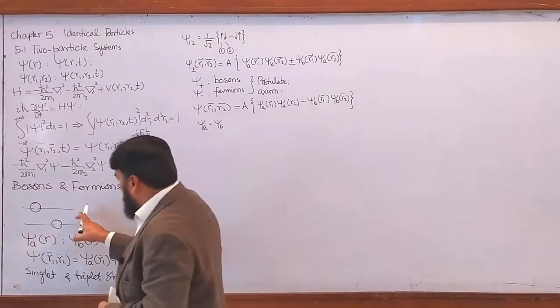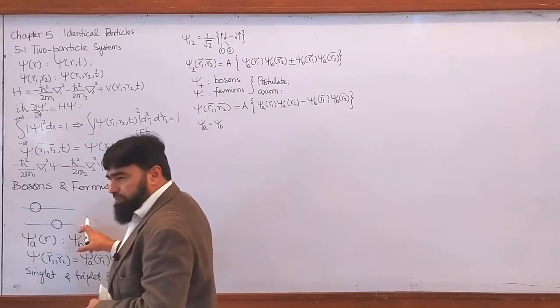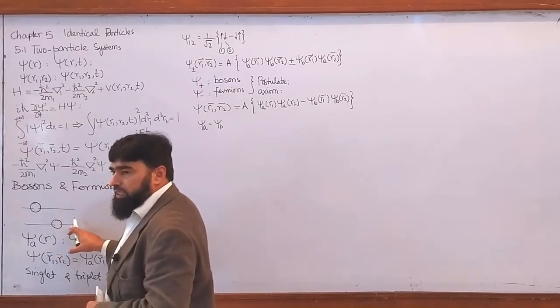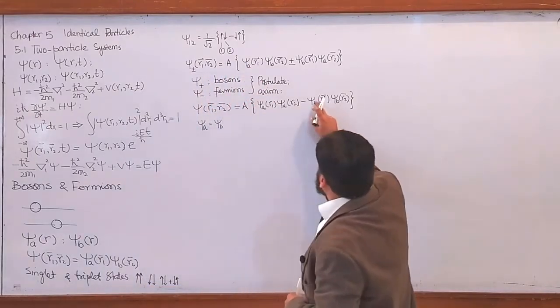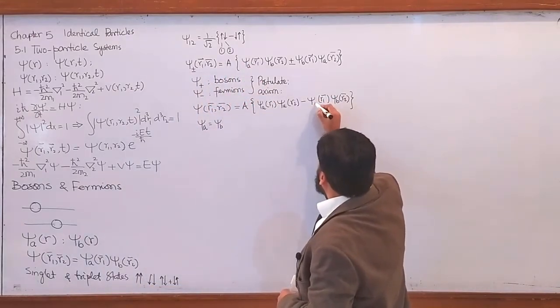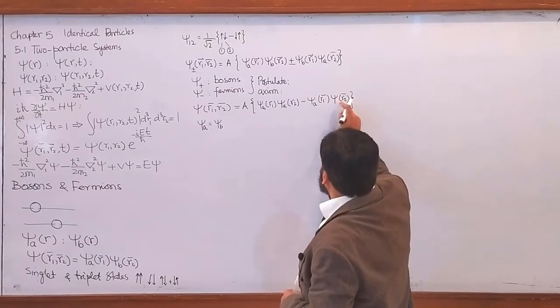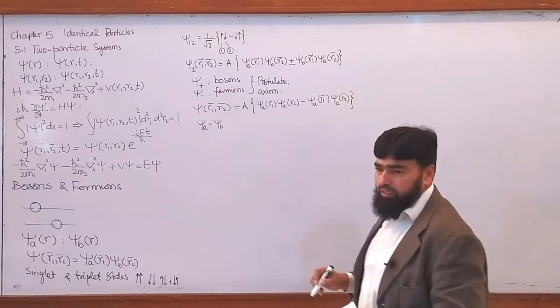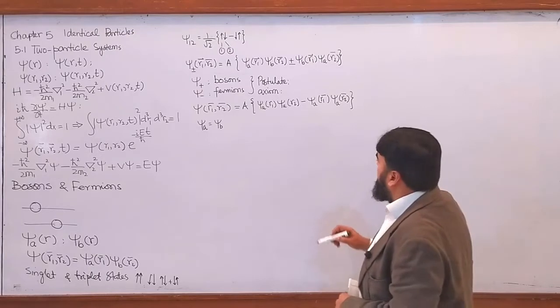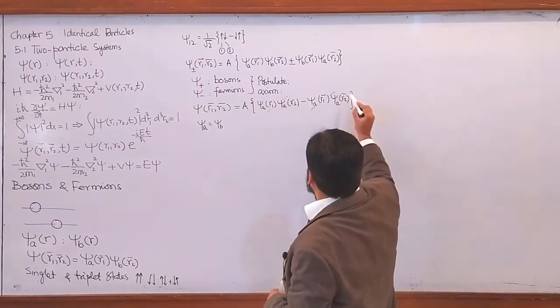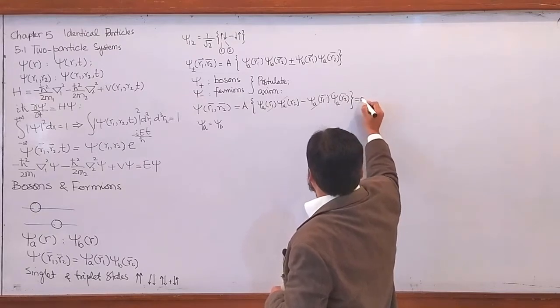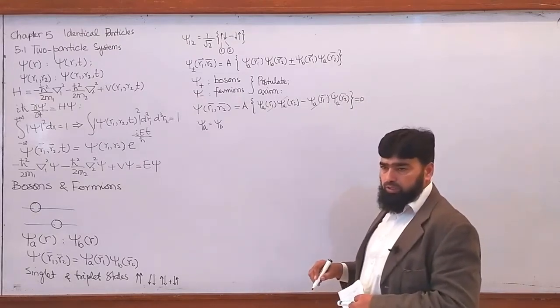This one, psi A, psi B. Now when both the particles are in the same state, my expression will become such that wherever I have psi B, I will make it psi A. And what will happen to this one? Are they cancelling? So we will get 0 here.